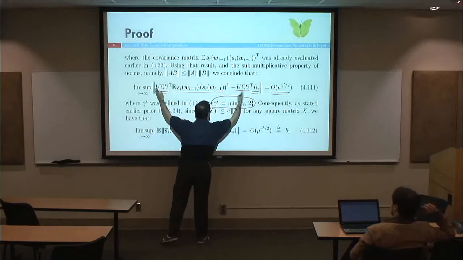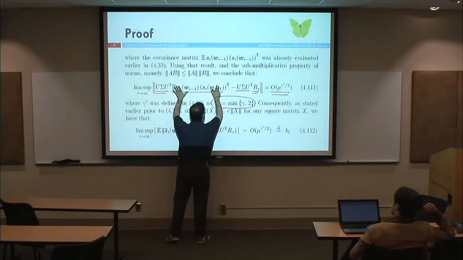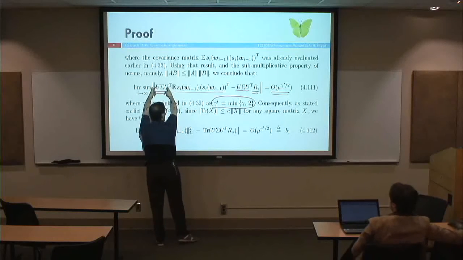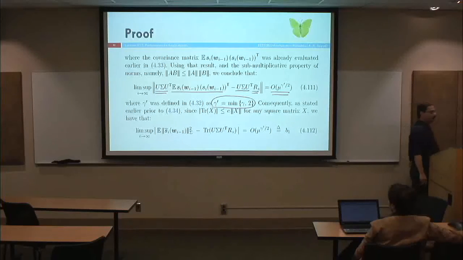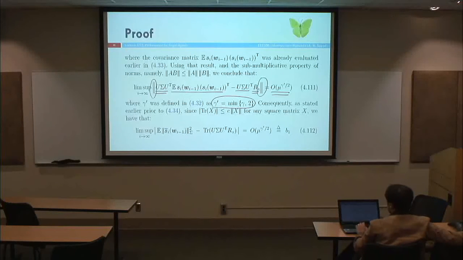So this norm is upper bounded by that norm, this variance minus RS times the norm of this. So this is just some constant. So this difference continues to be of the order of mu to the power gamma prime over 2, right? So this is in terms of the norm of the matrix, okay?